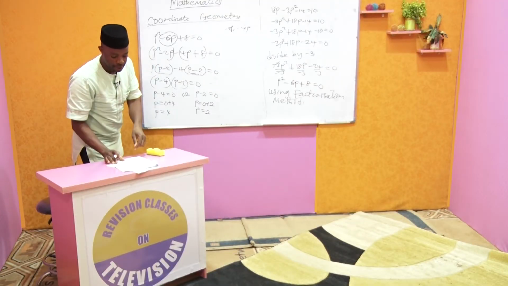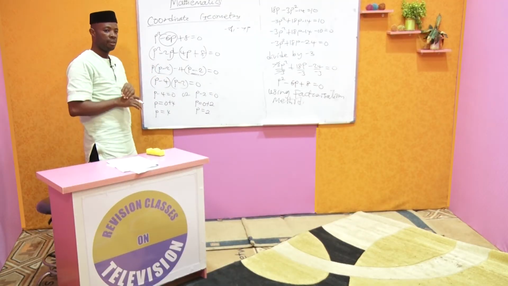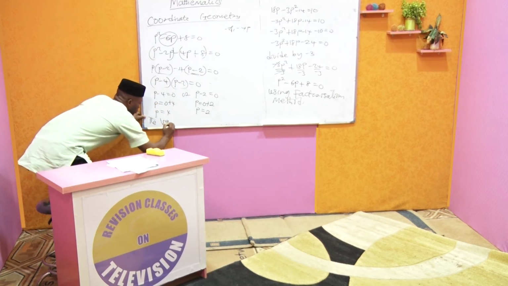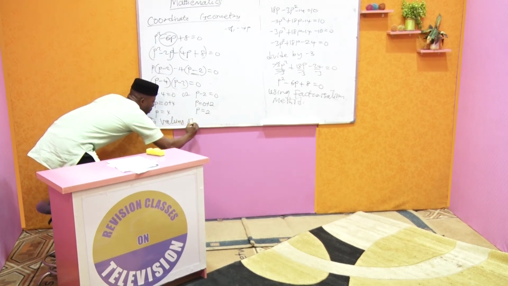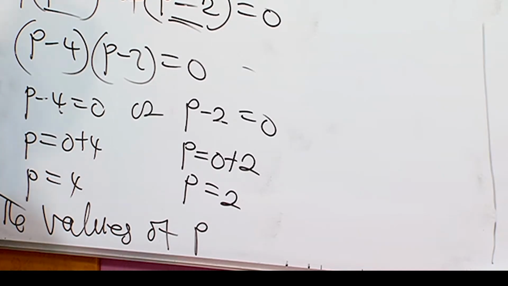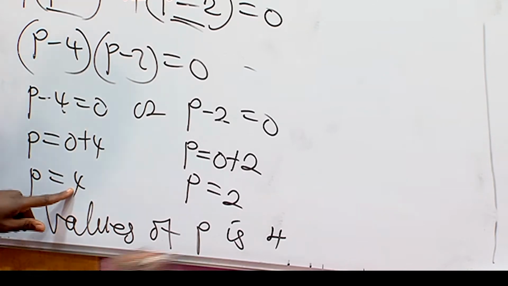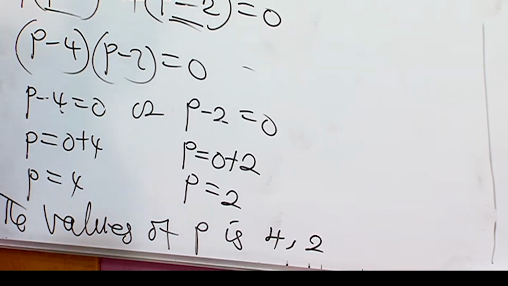Now the question is, find the values of P. So the values of P are 4 and 2. These are the values of P.